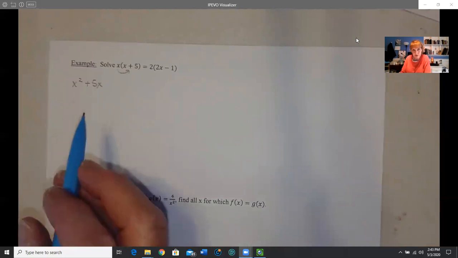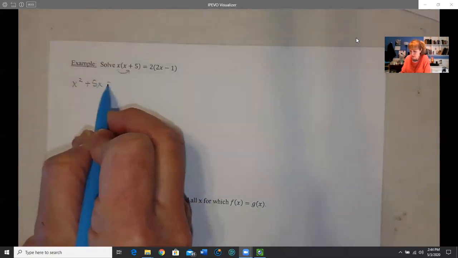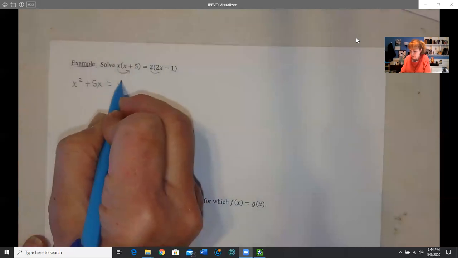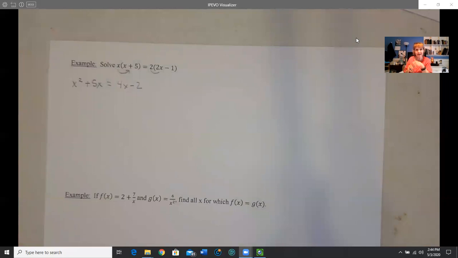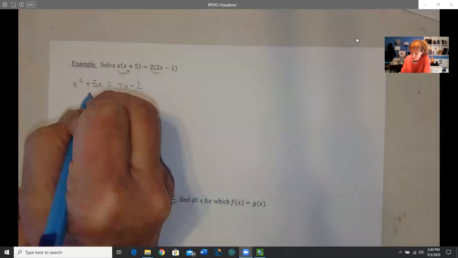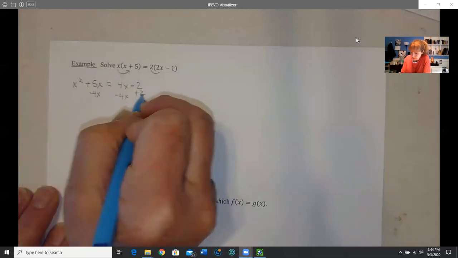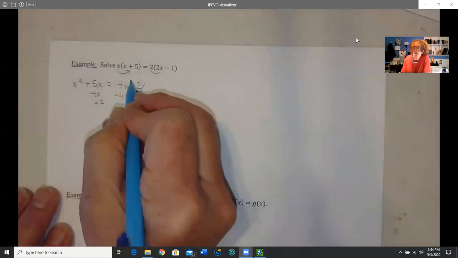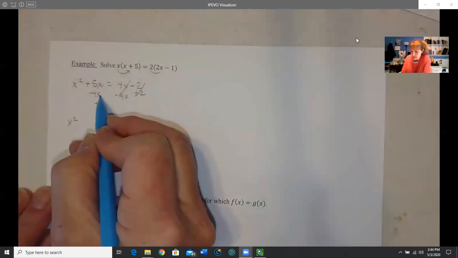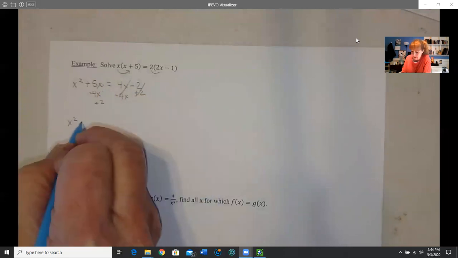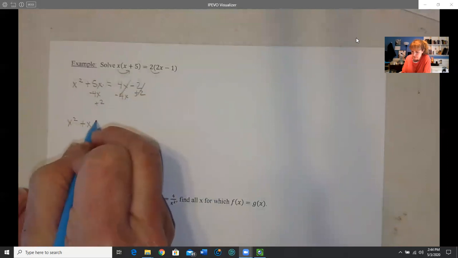So again, using the distributive property, equals 4x minus 2. Let's go ahead and set it equal to 0. Again, try to make sure that your leading coefficient is positive. So we're going to leave it, and bring the 4x and the 2 to the other side. Plus 2, plus 2. So we have x squared, 5x minus 4x is a positive 1x. The 2 has to stay by itself.